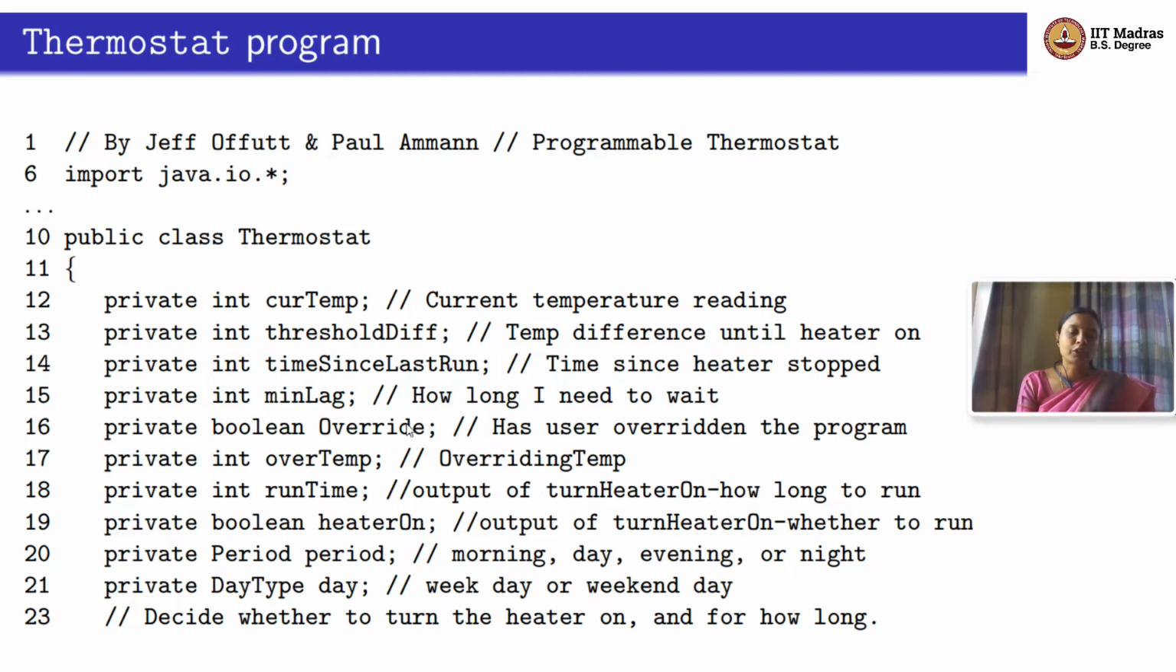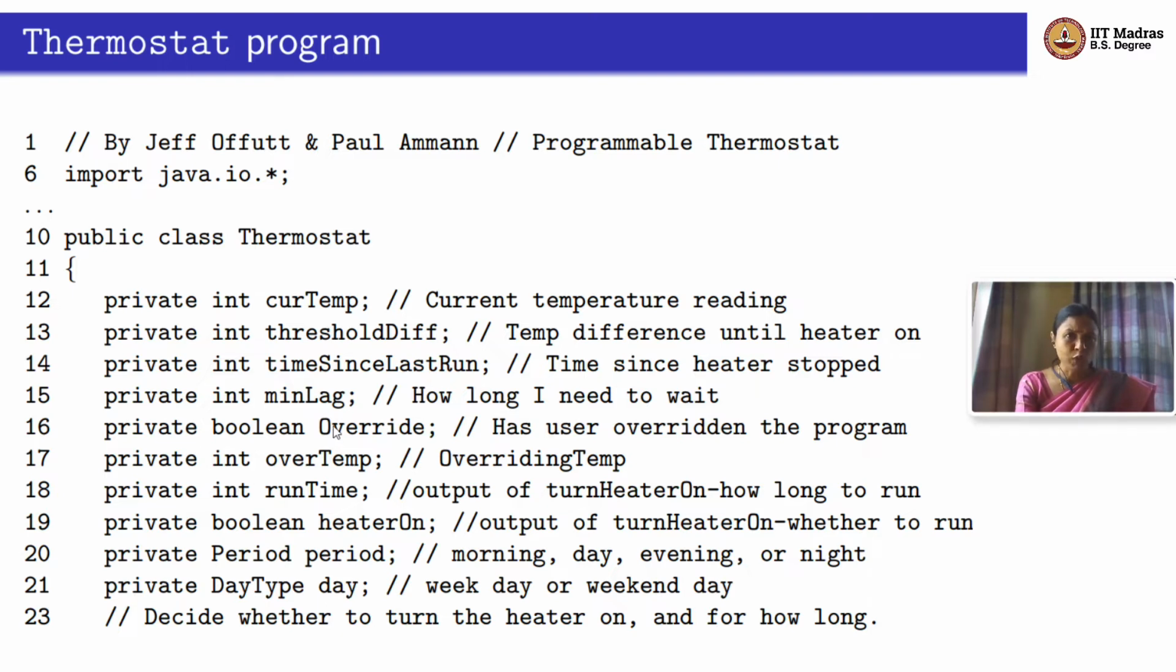Maybe you desire the temperature in your room to be, let's say, 25 degrees centigrade, but you are able to tolerate a small threshold of 1 or 2 degrees centigrade. So you set that there. Then you also keep track of time since last run, which gives you the time since the heater or the thermostat was last switched off. Then the minimum waiting time, which is given as min lag.